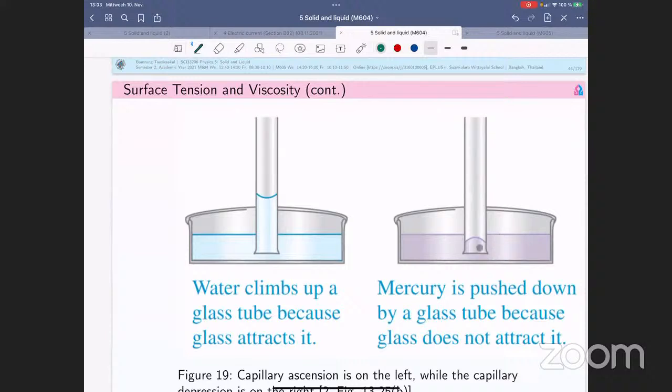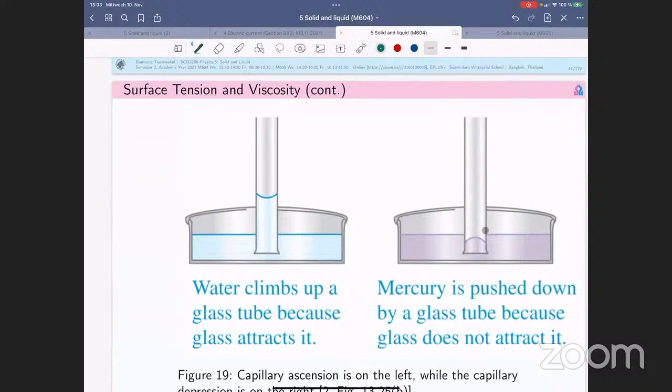And is this true? I would say we have to go to the laboratory or experimental room in your school. I'm not sure whether you have hours for the experiment or not. But anyway, what you can observe is the following. In the mercury case, the level inside the capillary tube is going to be lower than the surface in the big container. Mercury is pushed down by a glass tube because the glass doesn't attract it.